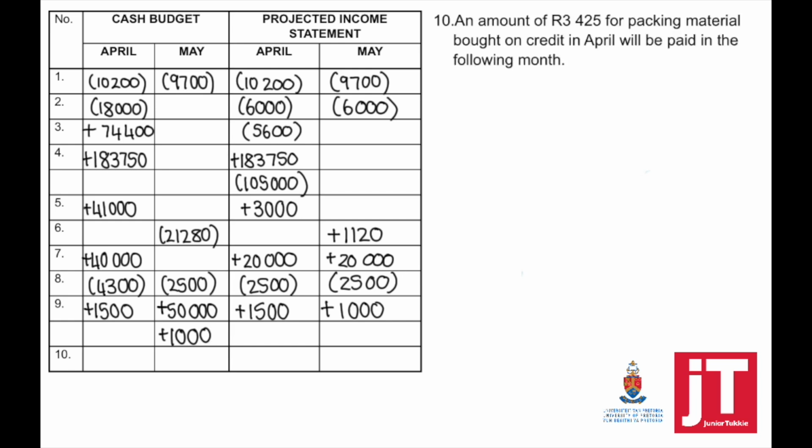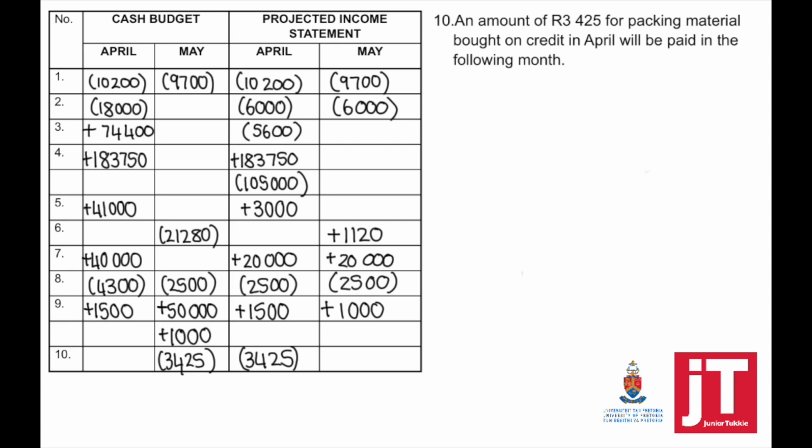Number 10, an amount of 3,425 for packing material bought on credit in April will be paid in the following month, which means that I'm going to indicate expected payment that we're going to make in May, 3,425, and that will be my expected expense in April.